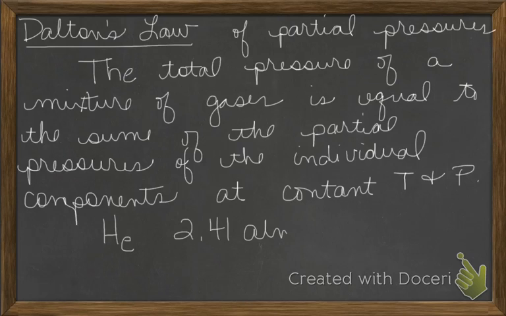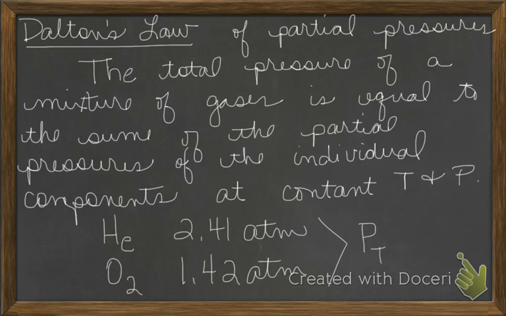2.41 atmospheres of helium, and you have oxygen gas in a container, and let's say you have 1.42 atmospheres of oxygen, and they're both at a certain temperature and a certain pressure. If you combine these two gases and keep them at the same temperature and the same pressure, then their total pressure, P total, would just be the sum of these individual pressures, which is 3.83 atmospheres. Okay, if you combine the gases.